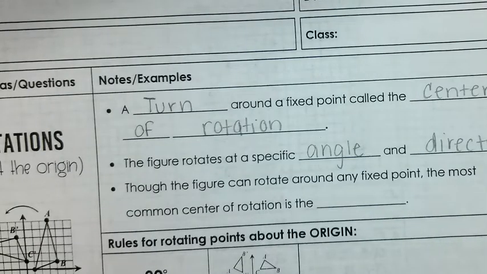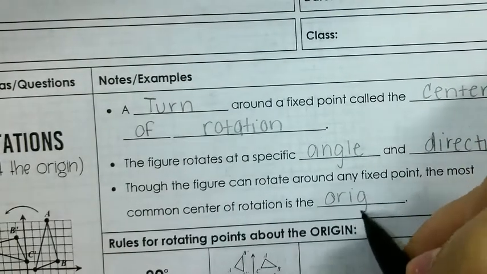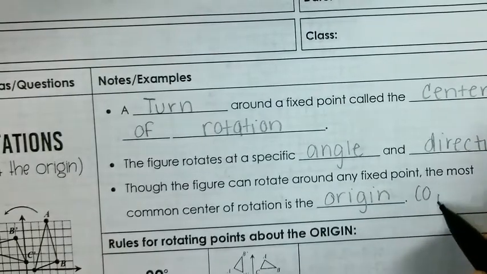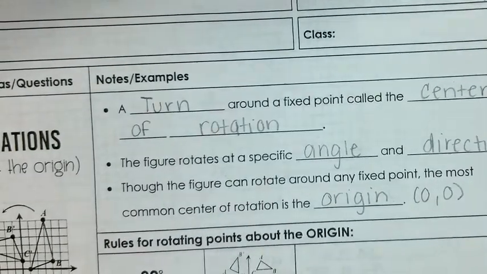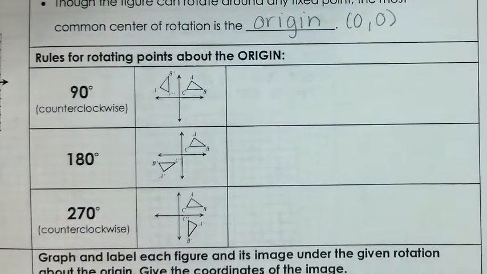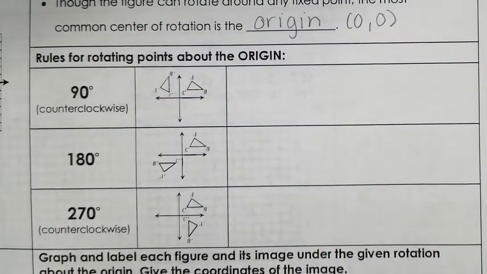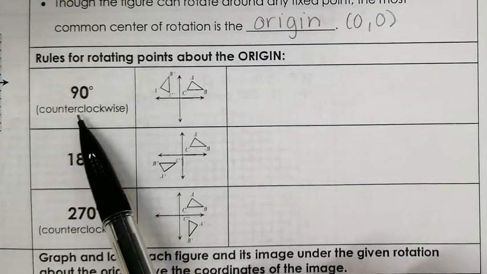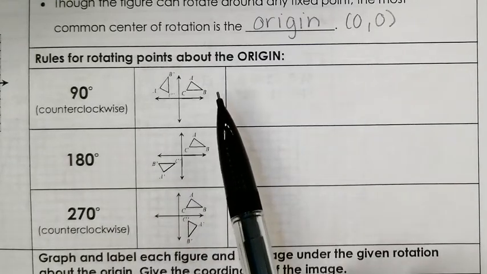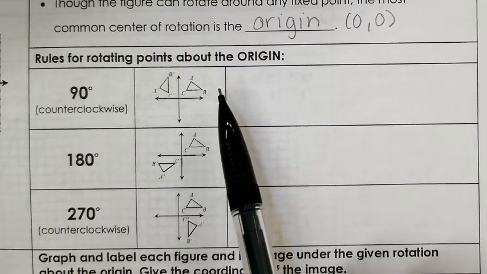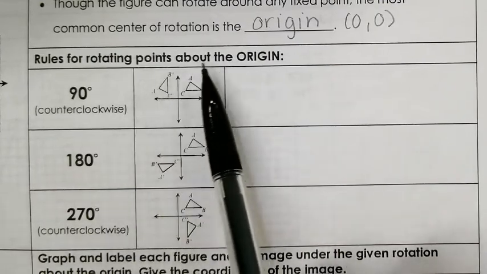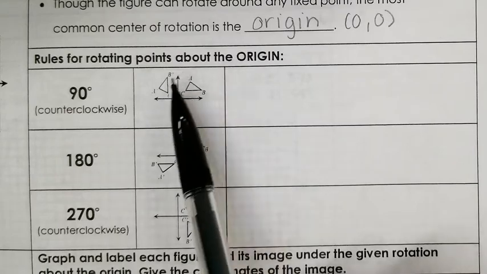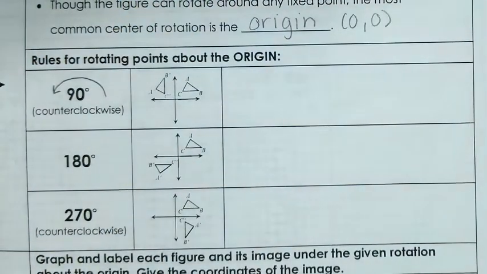Though the figure can rotate around any fixed point, the most common center of rotation is the origin. And we want to remember that the origin is (0, 0). So, rules of rotating points about the origin. When we rotate, we always rotate counterclockwise. If you think about a clock that has the minute and hour hand, it goes in this direction. We're going counterclockwise so that it's going backwards. So the direction's going to be that way.